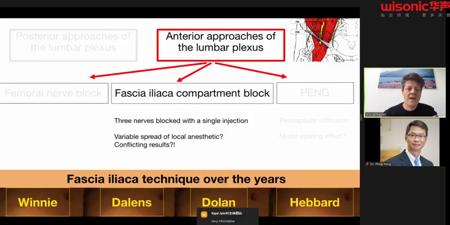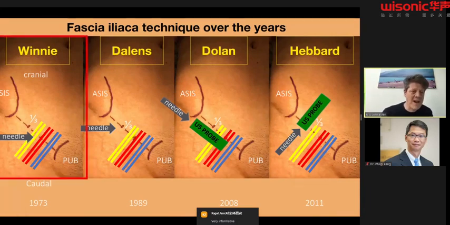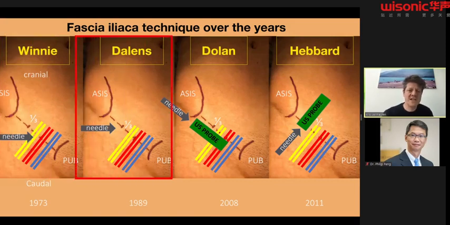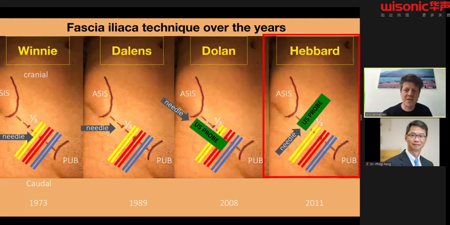If we look at the history of the Fascia Iliaca Compartment block, it was already described in 1973. At that time, it was a blind block described by Winnie, and over the years, it evolved to an ultrasound-guided approach, which at that time, by Dolan, was more or less the same as the infrainguinal approach you can still find today. In 2011, Peter Hebbard did an anatomical study in cadavers and looked at a new approach, the suprainguinal longitudinal approach, and this really got my attention to do some more research on that.